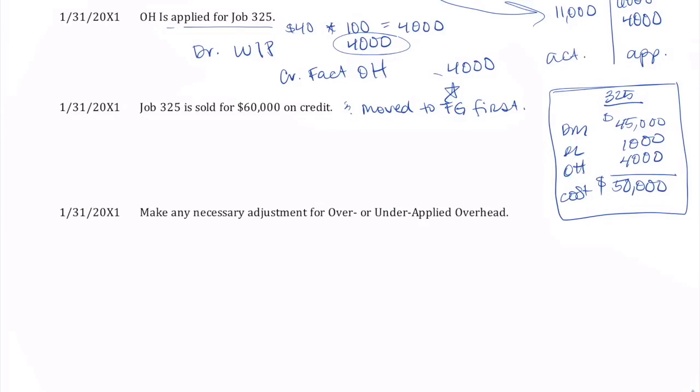So first I'm going to move it to finished goods. I'm going to debit finished goods $50,000, and credit the WIP account. So now my WIP account has nothing in it. There's nothing that's in process.